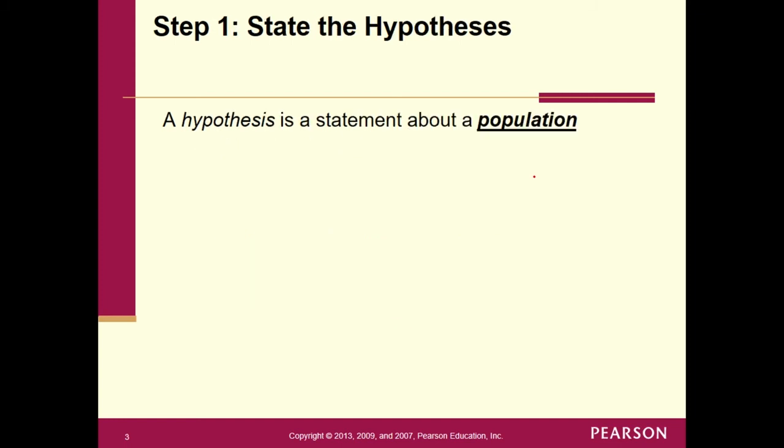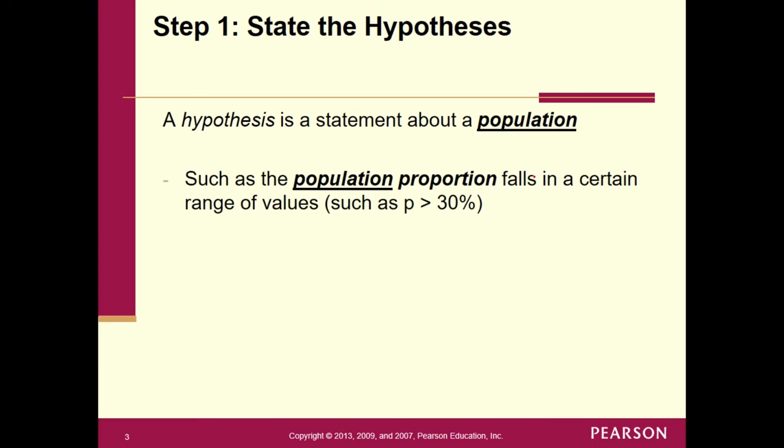All right. So the first thing, a hypothesis is a statement about a population. All right. So such as the population proportion, right? Population proportion falls in a certain range of values, such as p is greater than 30%. So you would test if p, the population proportion, is greater than 30%, or you would test if mu was less than, say, 9. All right?